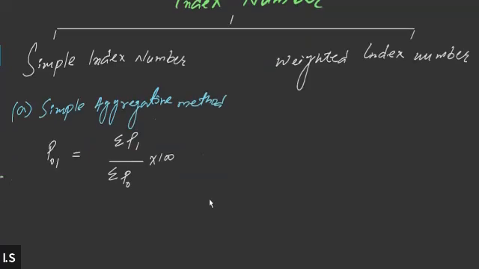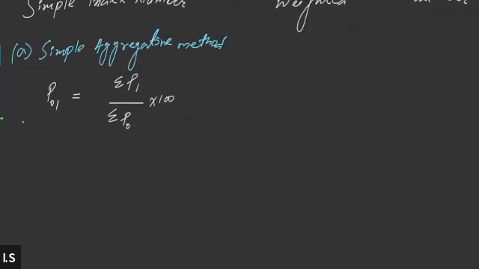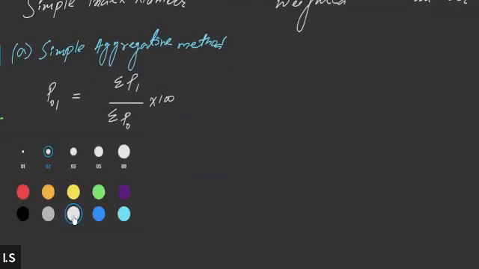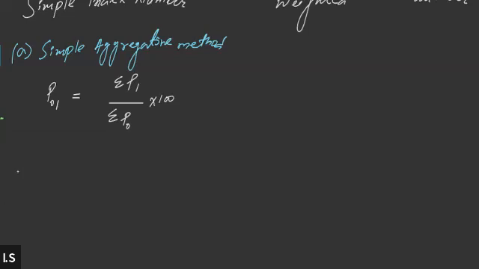Okay, we have one more method to construct the simple index number, which is called simple average.